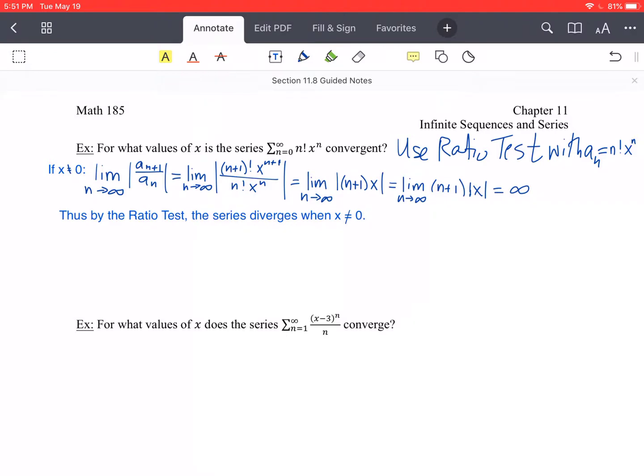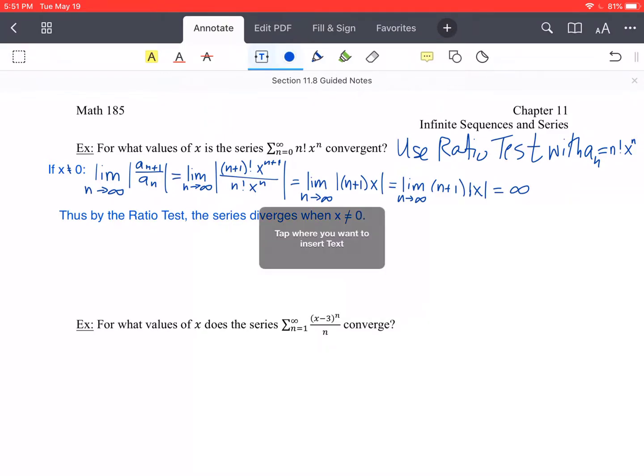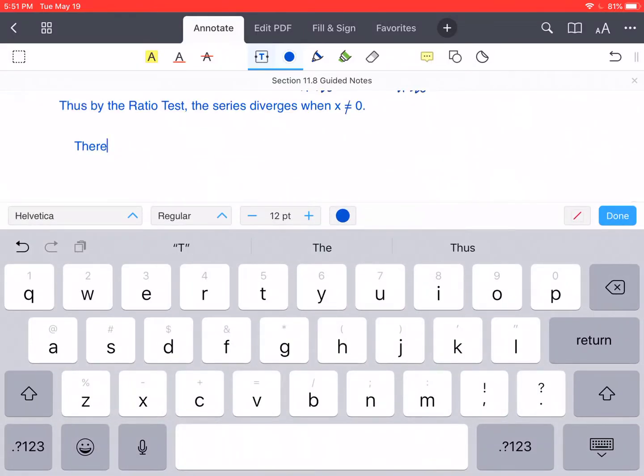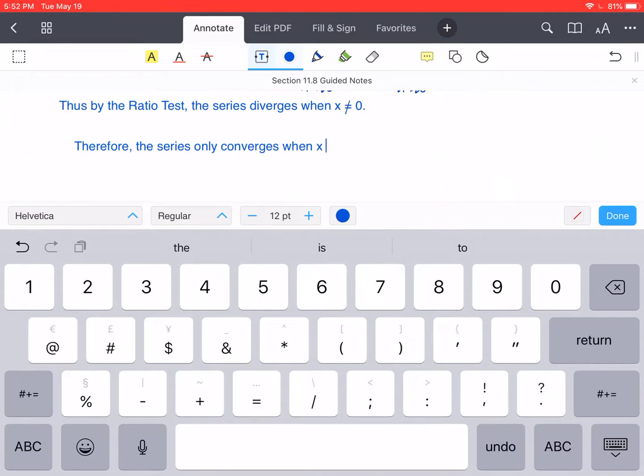But when x equals 0, notice what happens here. We just get 0 to the n, so this is just a big fat 0. And certainly, if you just add up a bunch of zeros, you get 0, which is finite, which means it's convergent. So, therefore, the series only converges when x equals 0.